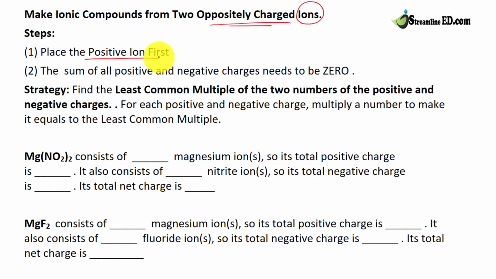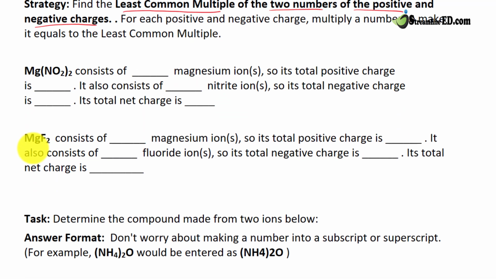And here's a little trick: you have to combine the total positive and the total negative charges to be equal to 0. I'm going to explain this a little bit more, but the strategy is to use the least common multiple of the positive and the negative charges. But before we do that, let's look at this part.